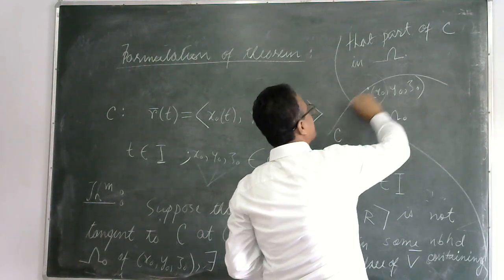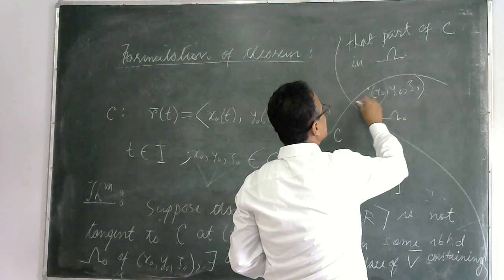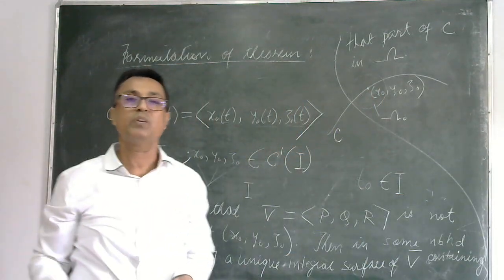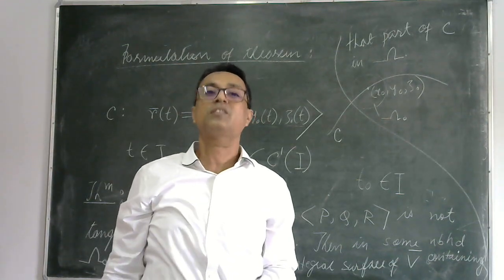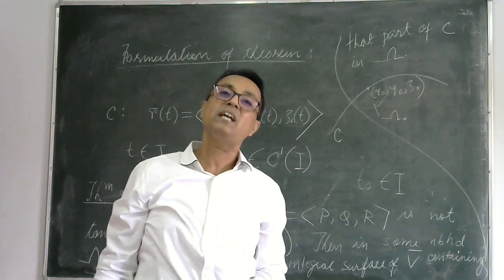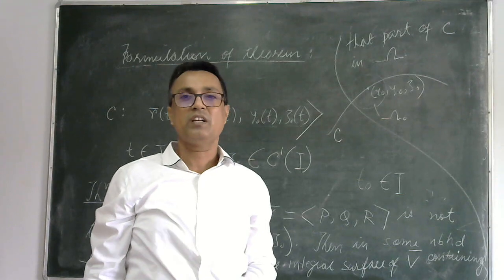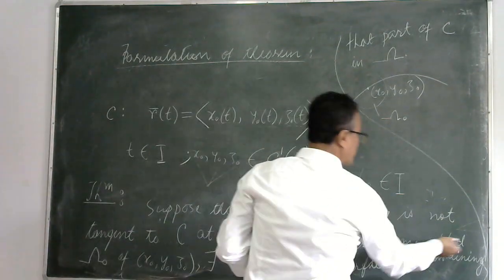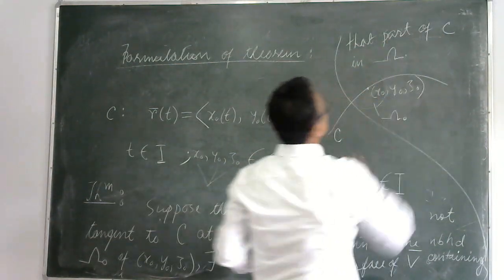the entire part of C may not lie in omega naught, isn't it? Sometimes it may be, because you never know, because your original omega may be R3 itself, isn't it? Then the whole entire curve may lie in that particular neighborhood. So that is why, because we are only considering a neighborhood of this point, they are saying that part of C in omega.